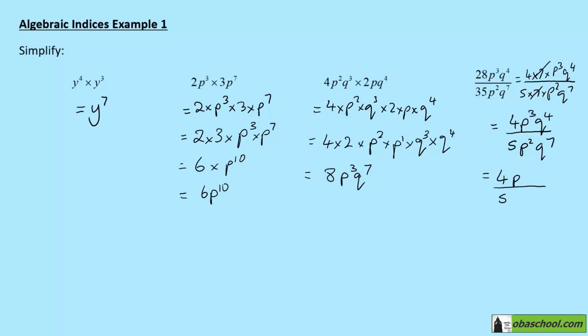Now a couple of different ways of dealing with the bottom. But here what I'm going to do, because the larger number is on the bottom, I'm going to do 7 take away 4, which is 3, and have that q cubed on the bottom.